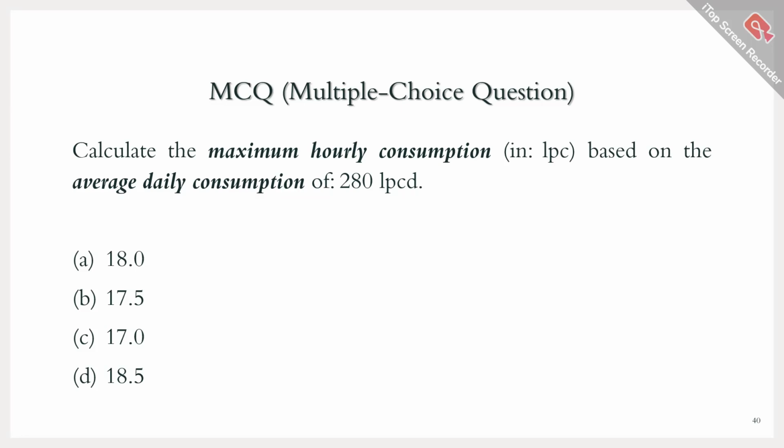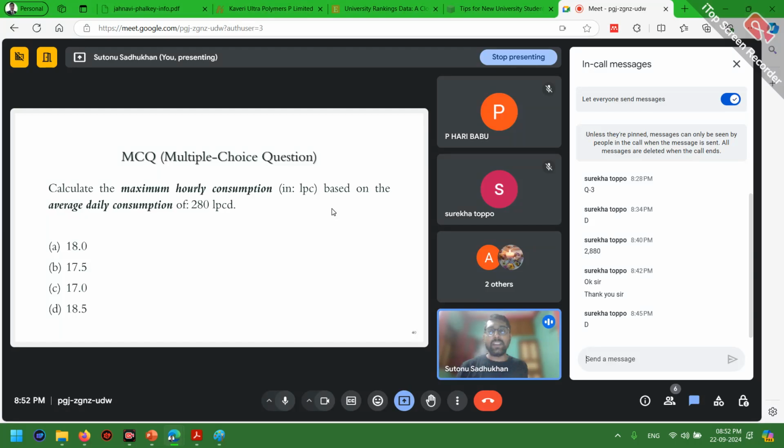So what will be the relation between the maximum hourly consumption and the average hourly consumption? That you have to remember. You have to recall from the lecture. What is the relation between the maximum and the average? If you recall, then you just have to multiply 280 divided by 24 with your recalled factor. So just the multiplication will be the answer. I'll wait for a couple of minutes. Please try to solve.